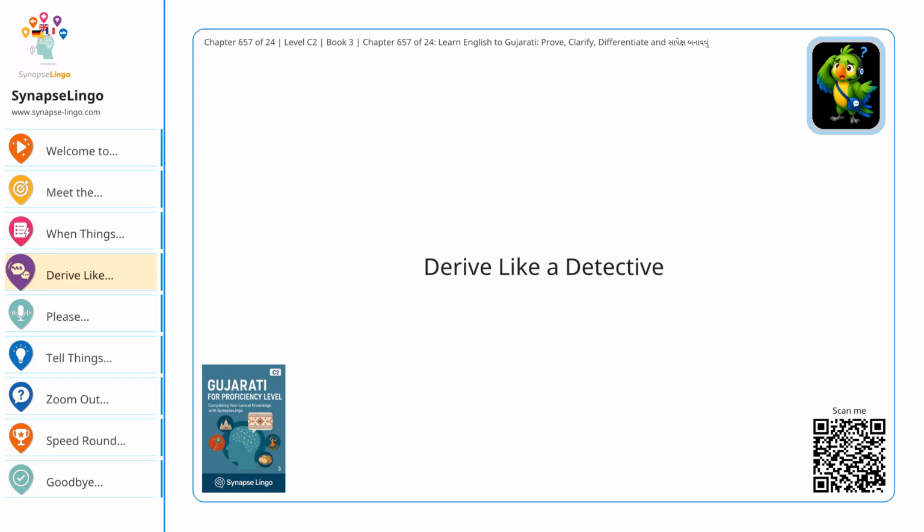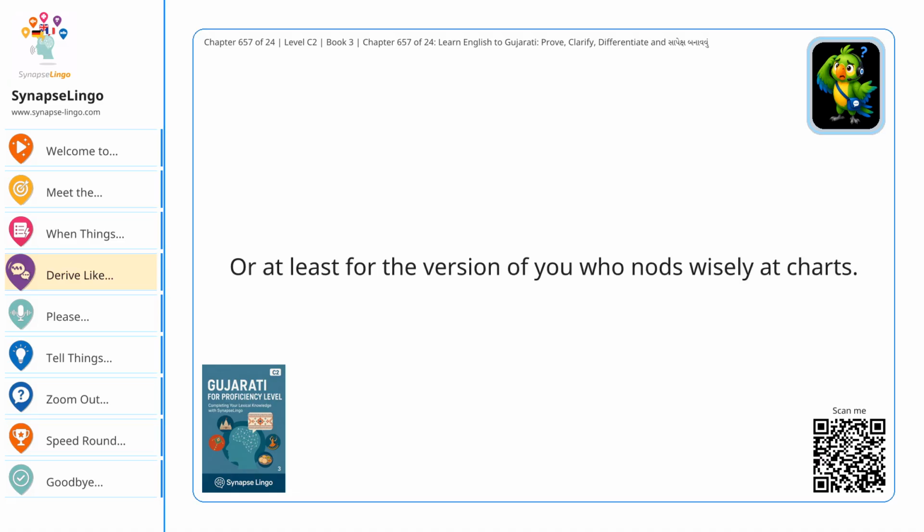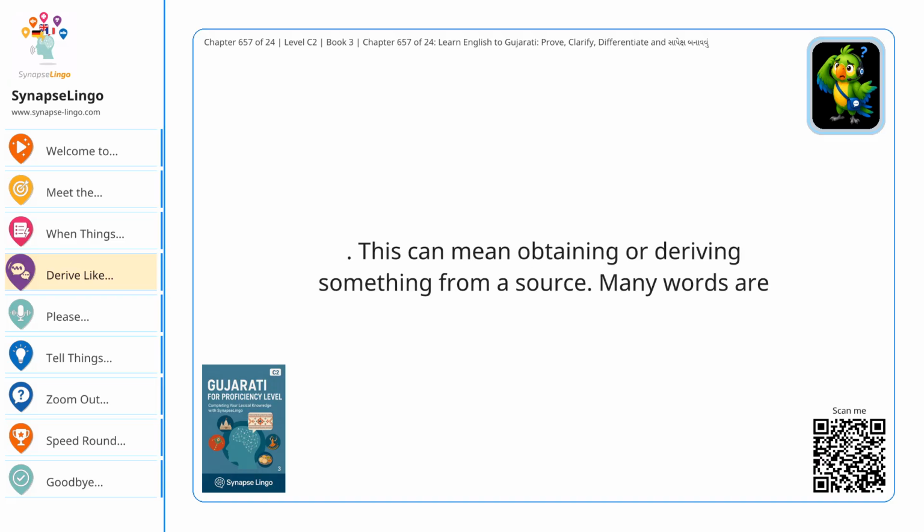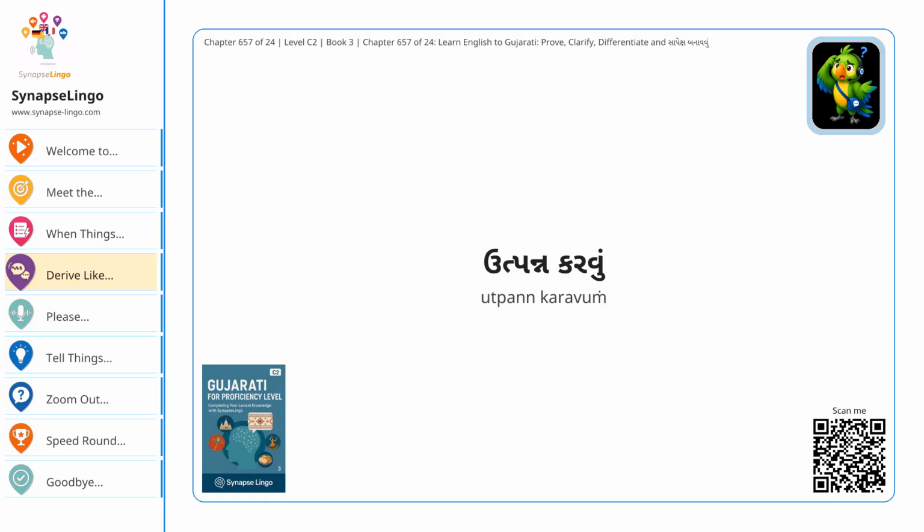Derive like a detective. This section is for your inner genius, or at least for the version of you who nods wisely at charts. One way to say derive is તારવવું. Think of pulling a conclusion out of clues. Scientists તારવવું conclusions from data. Another useful Gujarati option for derive is ઉત્પન્ન કરવું. This can mean obtaining or deriving something from a source. Many words are ઉત્પન્ન કરવું from older languages.